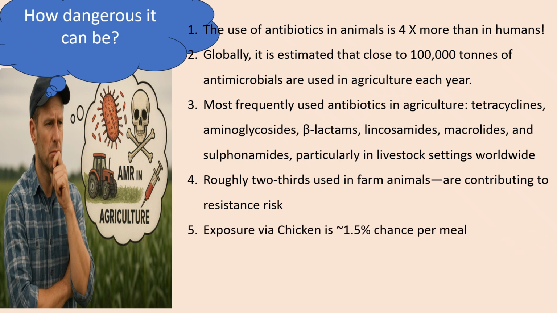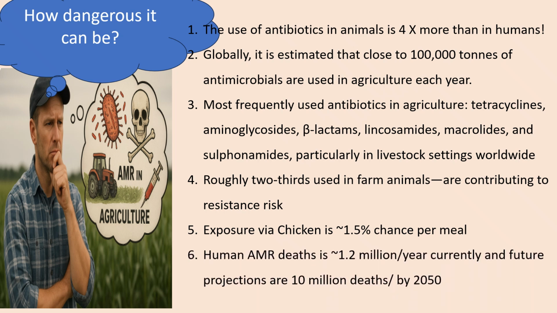Let us talk about our favorite chicken. One of the studies indicates that if we have one meal of chicken, there is approximately a 1.5% chance that we will get exposed to AMR. Human AMR deaths are estimated to be 1.2 million per year currently. But the future projections are alarming. It is estimated that it will be 10 million deaths per year by the year 2050.